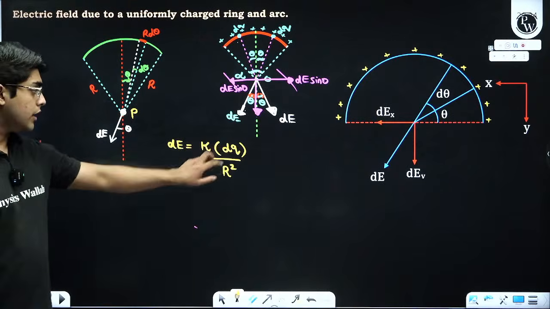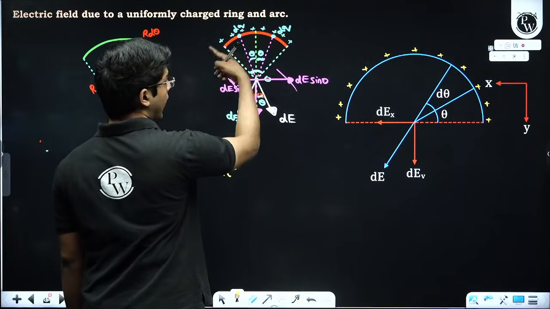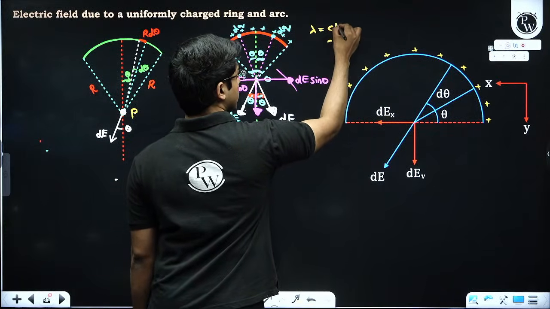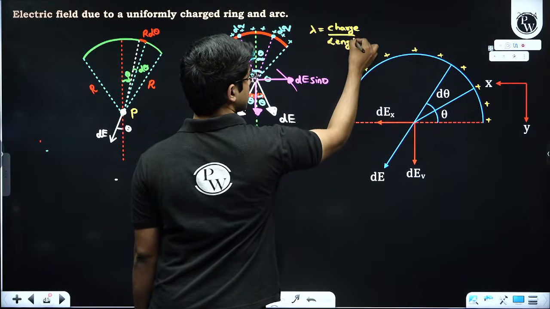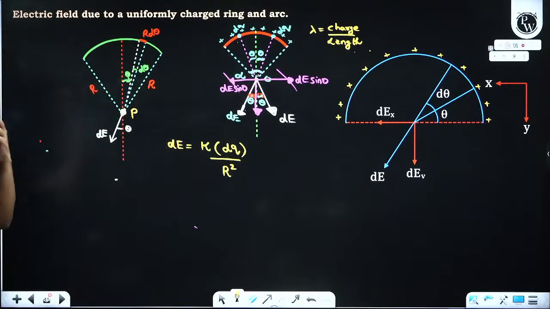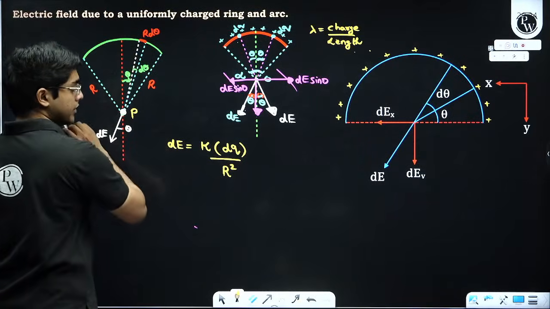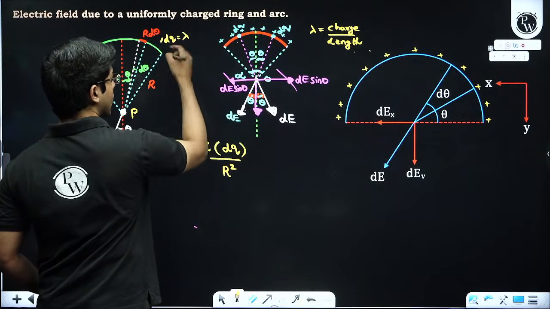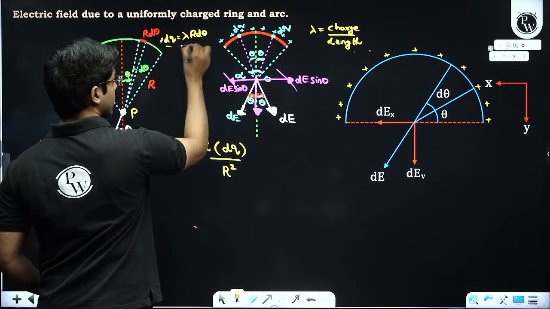Now how do we write this dq? So basically this is a uniformly charged arc, right? So let's say the charge per unit length is lambda. If I say lambda is the charge per unit length, I can say the charge of this length r d theta is actually lambda, which is the charge per unit length, into the length. Length is r d theta. So this dq, I can write it as lambda r d theta.